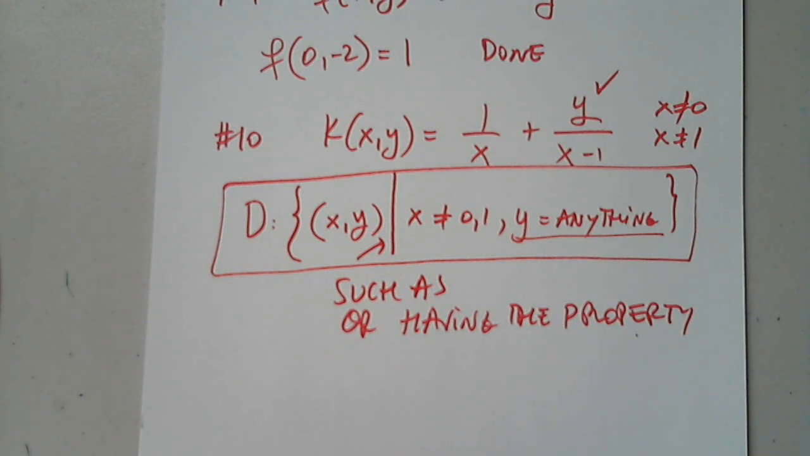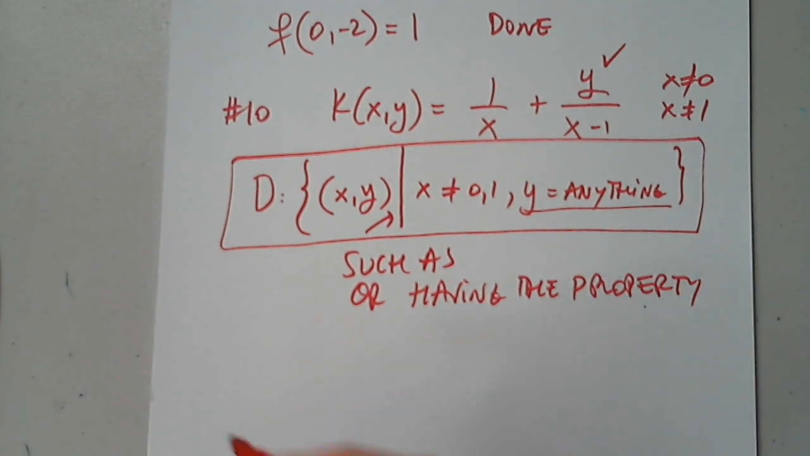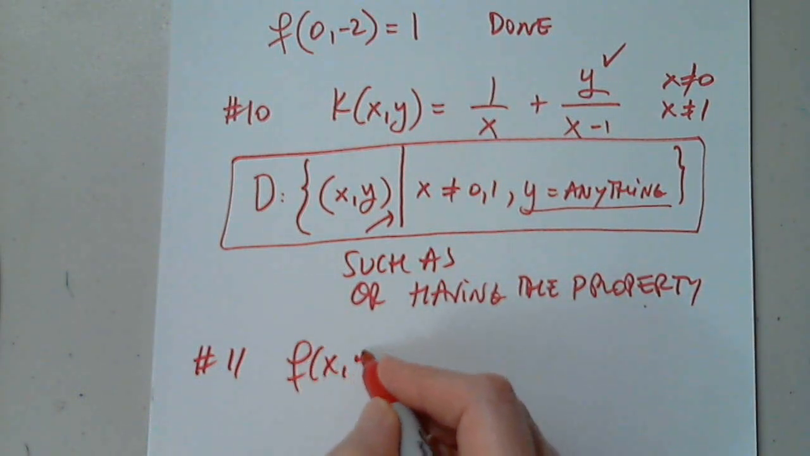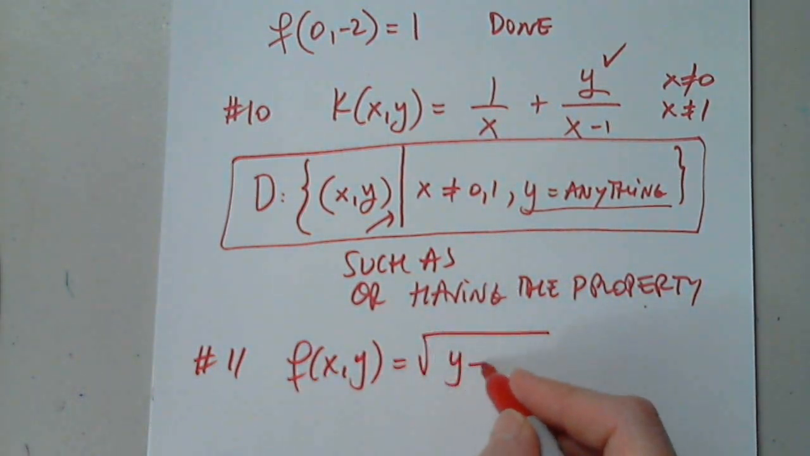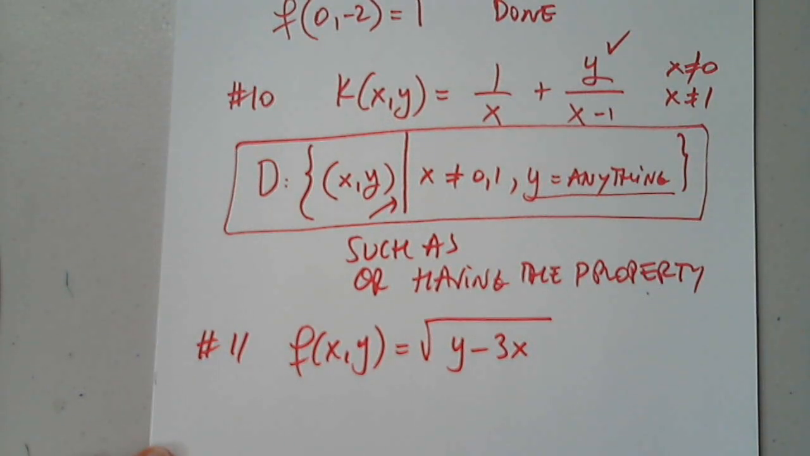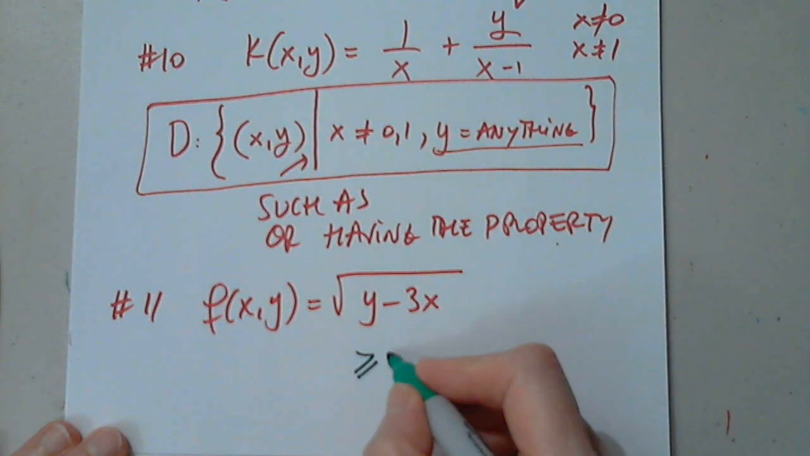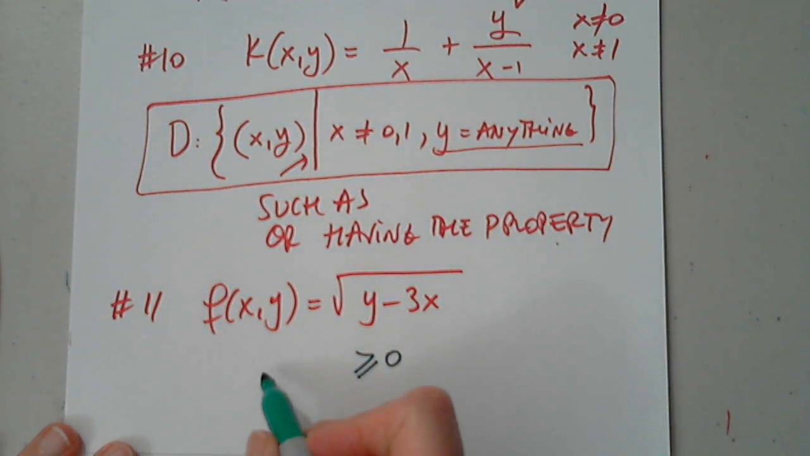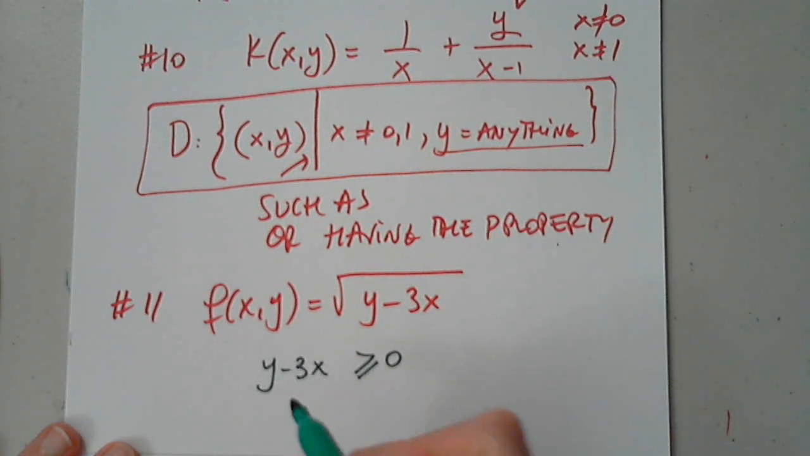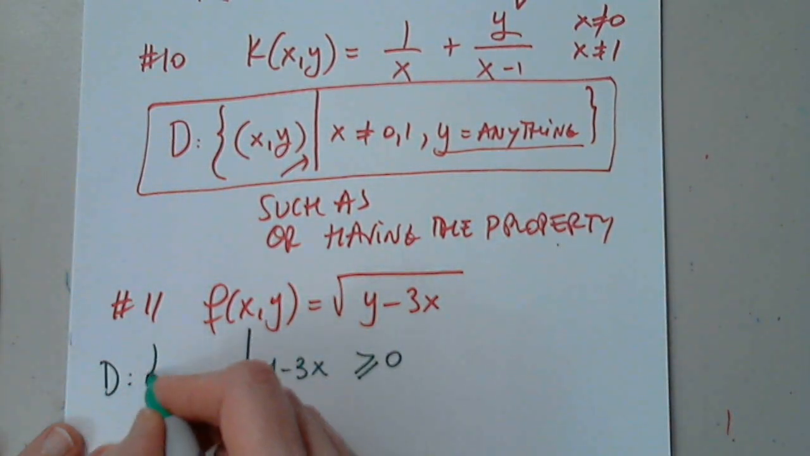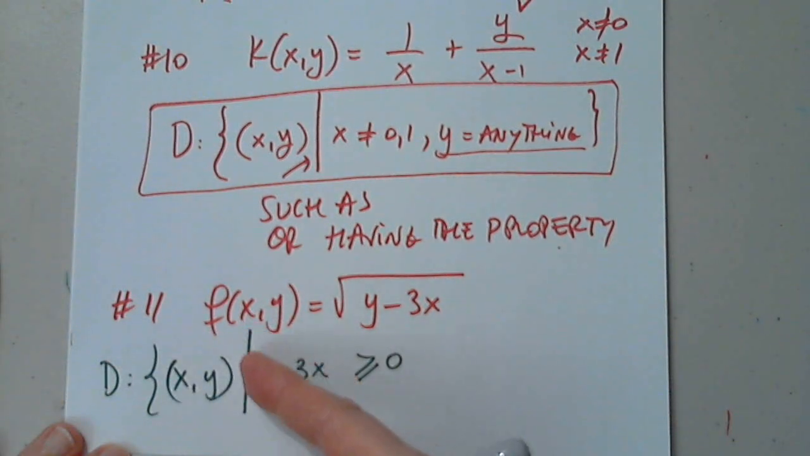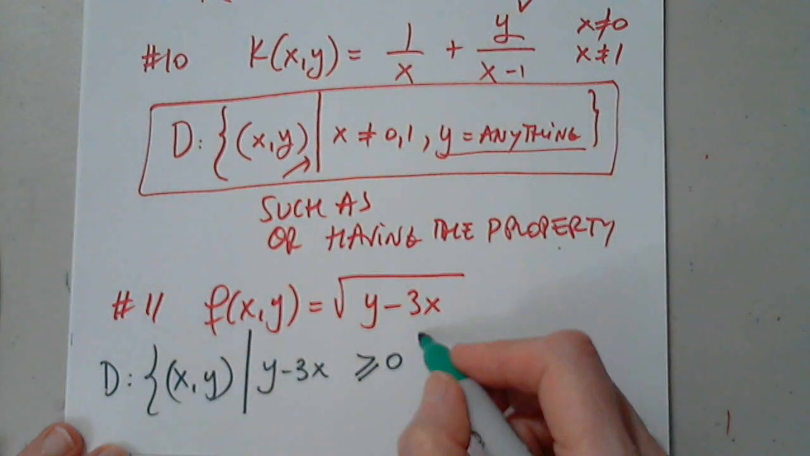Let's look at one more. I don't know, this one, 11. We have f of x comma y is the square root of y minus 3x. We discussed the square root many, many times. What is the condition that you will have to write? Greater than 0. Yes, but what? Greater than or equal to 0, but what? Y minus 3x. That's it. That's our domain. The ordered pair having the property that y minus 3x has to be greater than or equal to 0. Done.